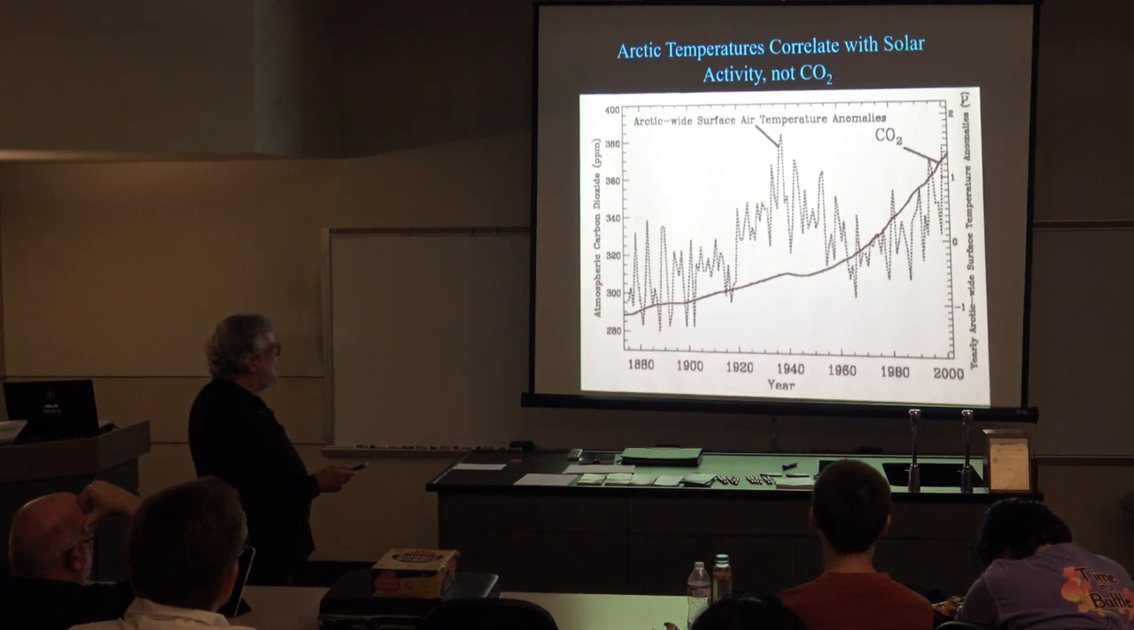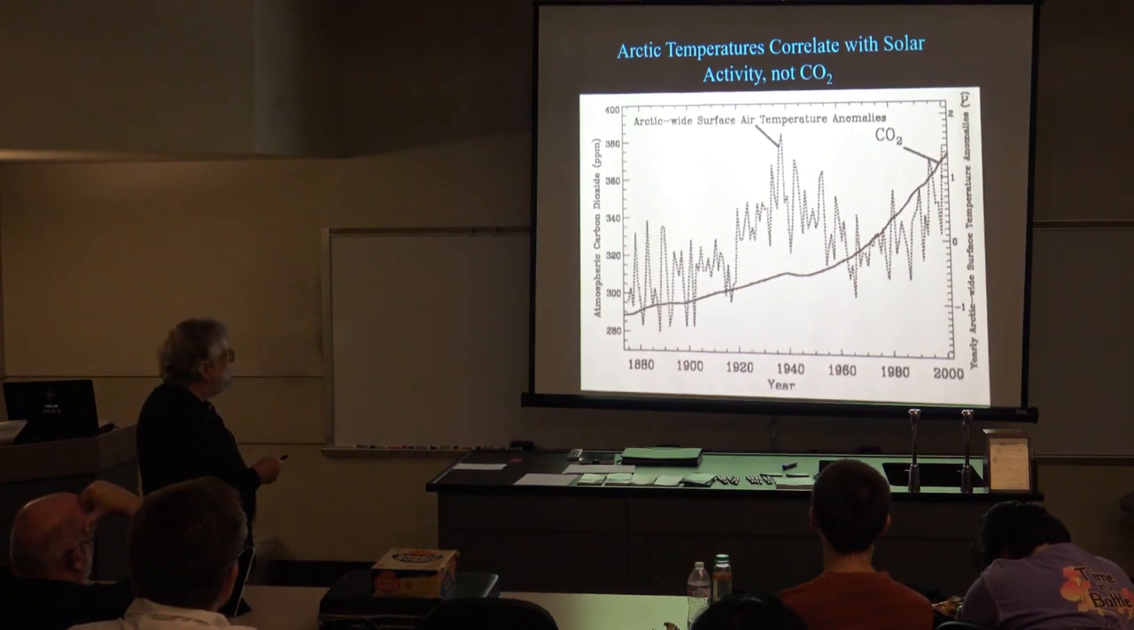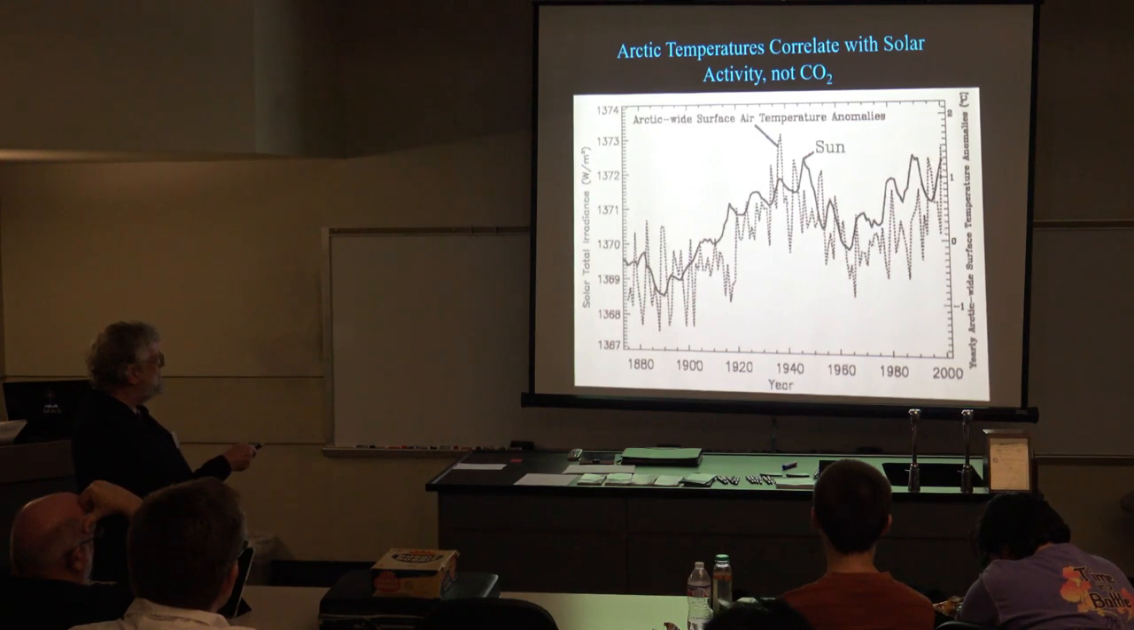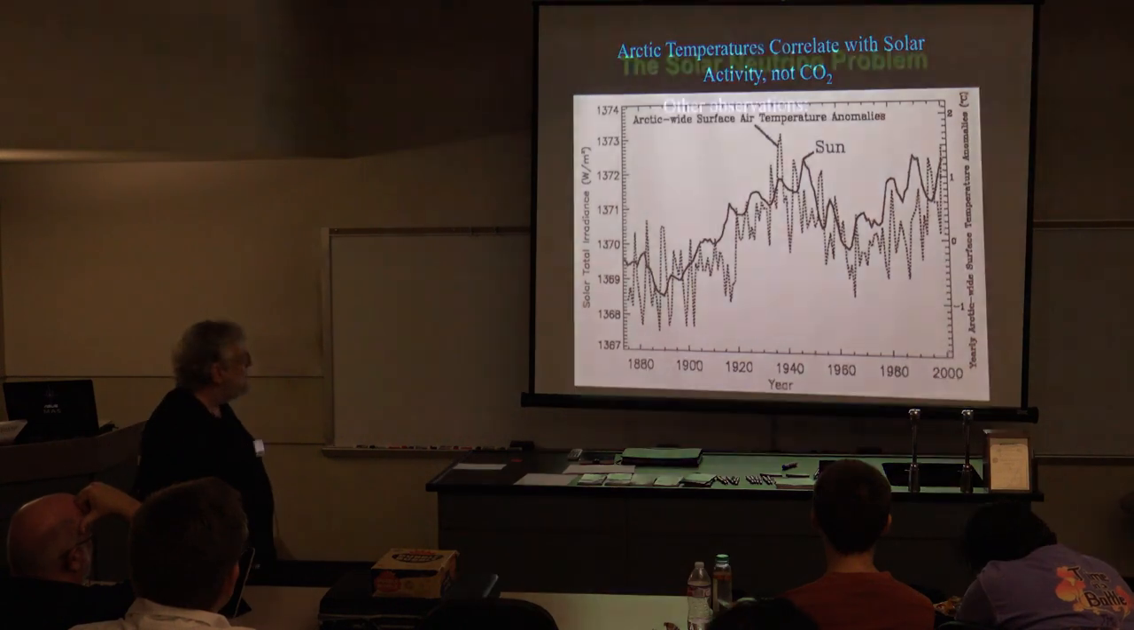And just one final thing here, Arctic temperatures. Here are the Arctic temperatures of the surface air and the CO2 level, which is not a very good correlation. Watch this, it stays the same as we go to the next graph where we correlate it with the solar cycle instead of the CO2 levels, and we get a definite correlation. We see even the 11-year spacings on a lot of those intervals.